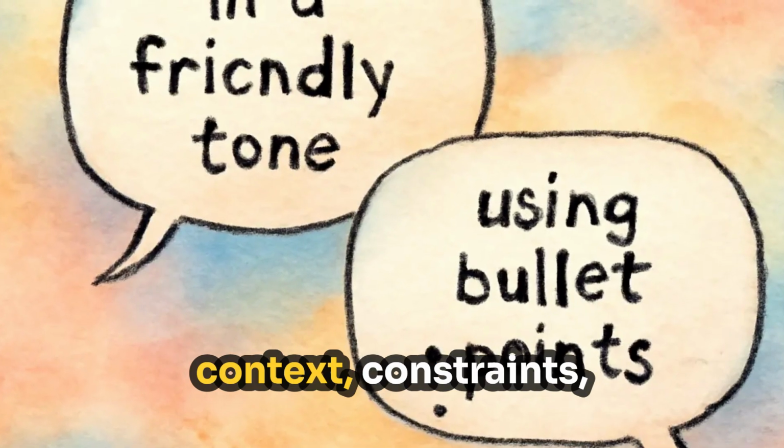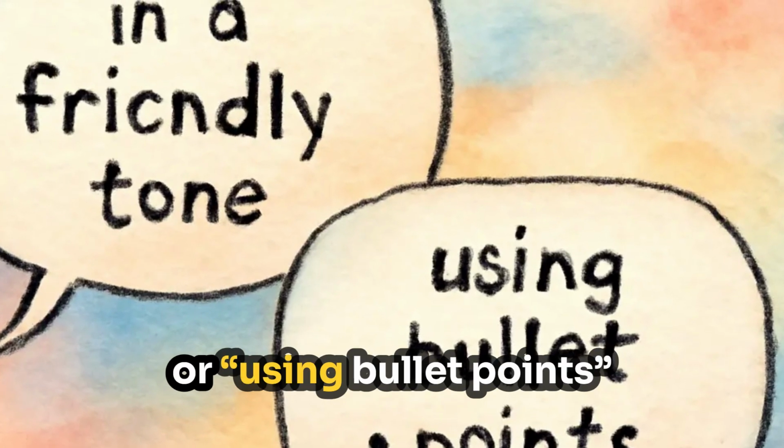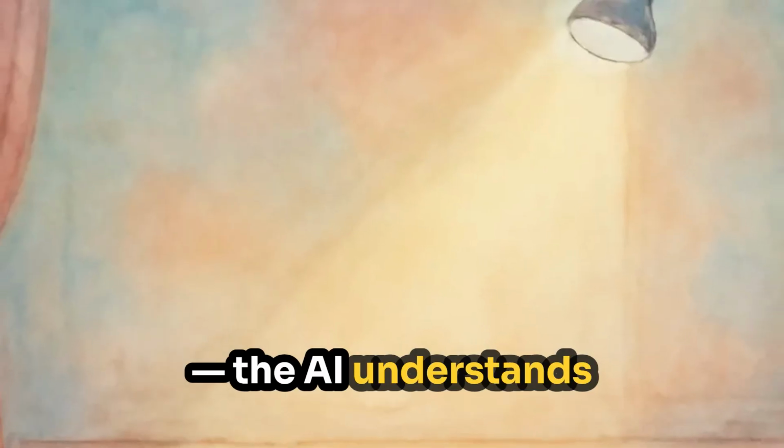When you include context, constraints, or desired tone, such as in a friendly tone or using bullet points, the AI understands your expectations more accurately.